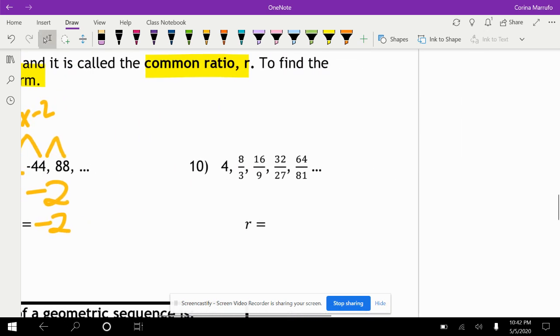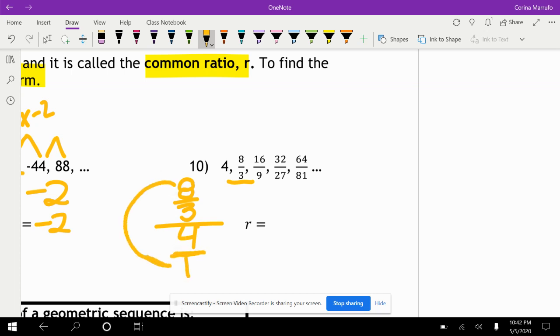All right, the next one. So here we are going to find the common ratio. So we take the second term, which is 8/3, and we divide it by our first term, which is 4. Okay, so if you're not sure how to divide these, I'm going to show you. You do 4 is the same thing as 4/1. Without the calculator, you multiply these two.